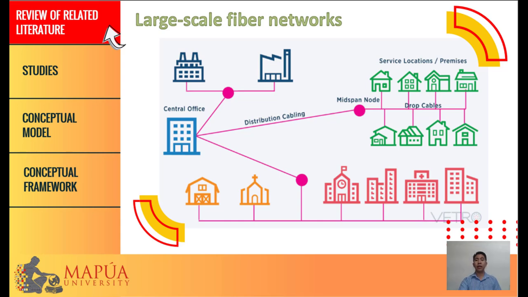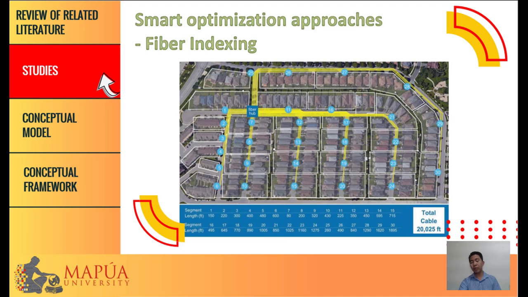Designing a large-scale fiber network requires careful consideration of factors such as network topology, scalability, and redundancy to ensure long-term efficiency and reliability. Designers must also account for geographical constraints, budget limitations, and regulatory requirements to optimize deployment while minimizing cost and maximizing performance.